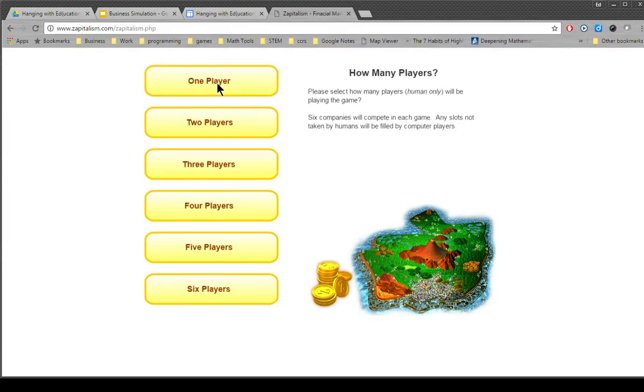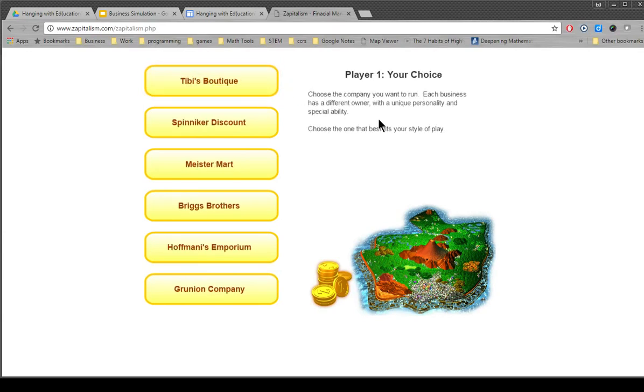The tutorial builds in complexity as somebody goes through. I'm going to choose 1 player, but this is where you would choose 6 players if you had a bunch of students you were trying to get into the game. If I had a class of 24 students or so, I might group them up 4 to a group or 3 to a group, depending on how many students I had. And I would put them each on teams, and they're going to run one of these businesses.